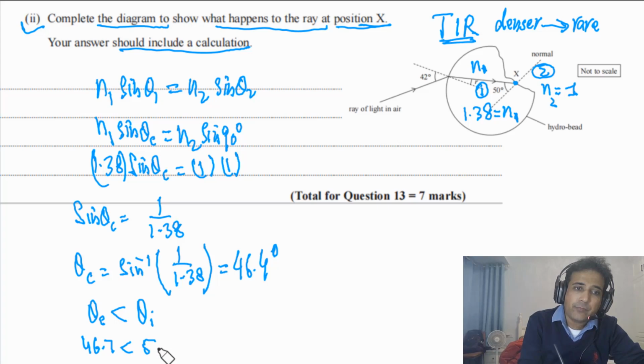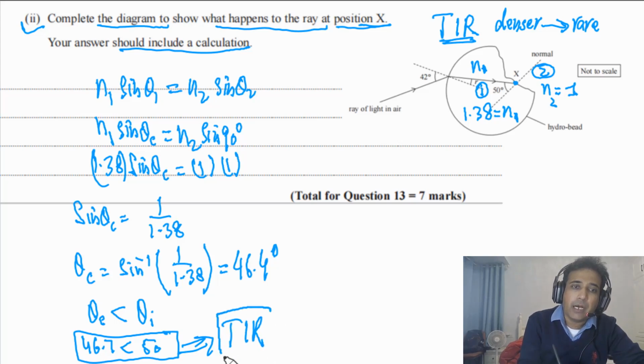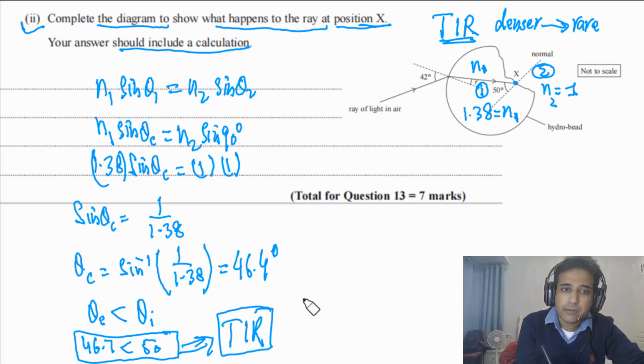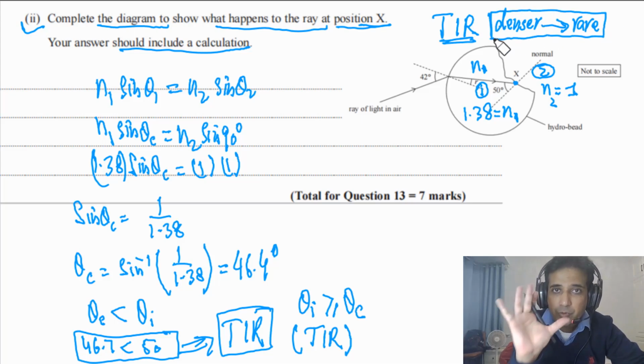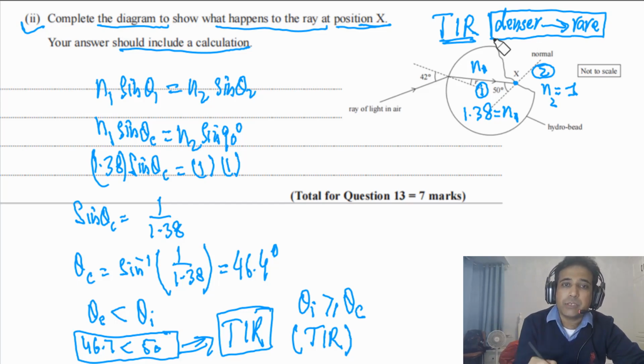46.4. This is lower than 50 degrees. It means there is total internal reflection, so we can say TIR. Another way of writing this: if the angle of incidence is equal to or greater than the critical angle, there will be total internal reflection if the light is traveling from a denser to a less dense medium. These are some important points we need to understand about total internal reflection. So in this case total internal reflection will take place.